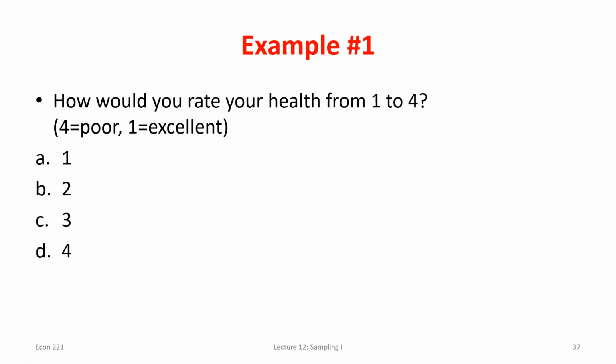So let's say, usually I'm able to do this with clickers and we can look at the data, but let's say I asked everybody in this room, or even in the Zoom call, what you would rate your health from 1 to 4 today, right? Well, what are some biases that could exist in this?